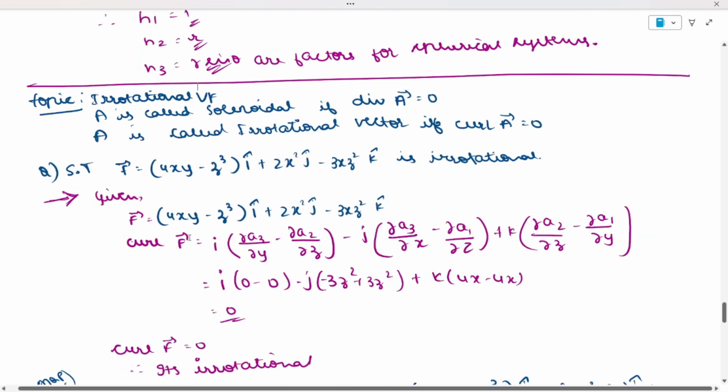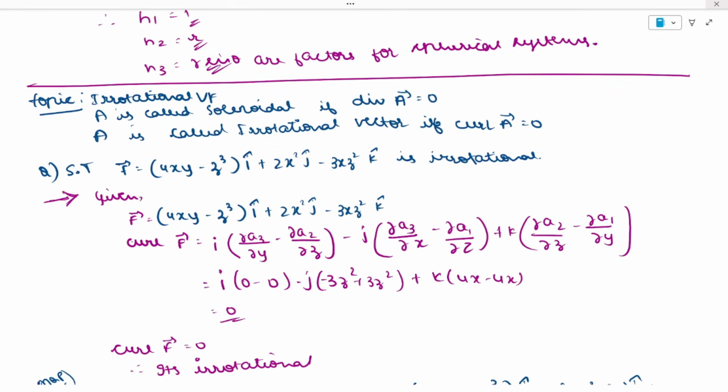Now we will do the irrotational vector field. Irrotational vector field and scalar potential, I'll do in one problem. Next, you can also see that if it is solenoidal, the divergence should be 0. If you want it irrotational, the curl should be 0.